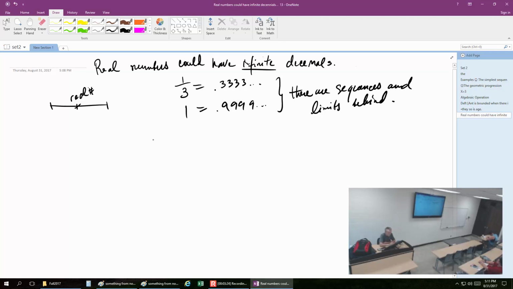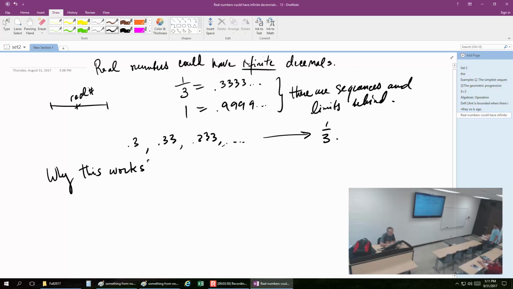In particular, literally, I have 0.3, 0.33, 0.333. It is a sequence, and it converges to 1/3. That's how we understand real numbers. Even better, why does it work? We just explain why it works. Because this is a kind of fancy way of doing it. You replace a number which we think we understand, 1/3, but also remember there is pi, which we cannot really understand in any other way but infinitely many digits.